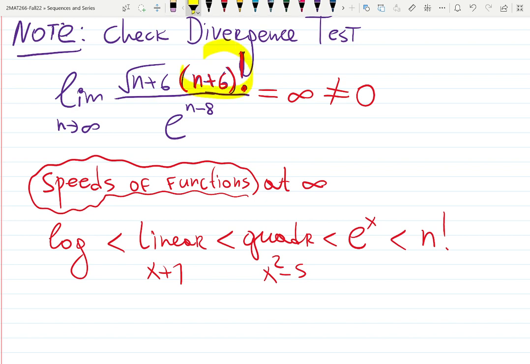This function, which is (n+6) factorial, is already faster than e to the n minus 6. But then it also multiplied by square root of n. For sure, the numerator blows up. So it diverges by the divergence test.